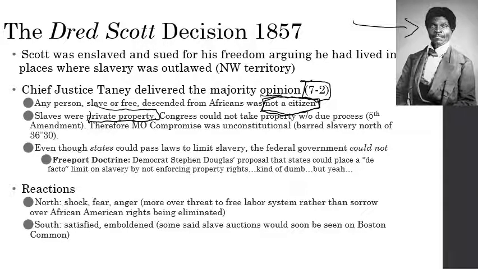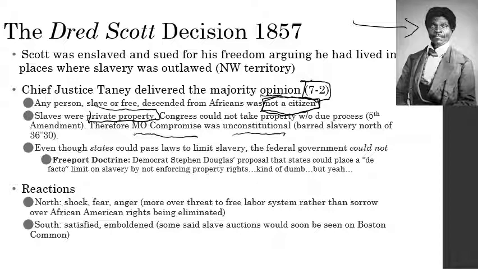Secondly, slaves are private property. And he goes back to the Bill of Rights that was supposed to protect individual liberties. And he says, since the Bill of Rights has due process and the Fifth Amendment, that means that Congress does not have the authority to take your property without due process. Therefore, the Missouri Compromise and anything else like it is unconstitutional.